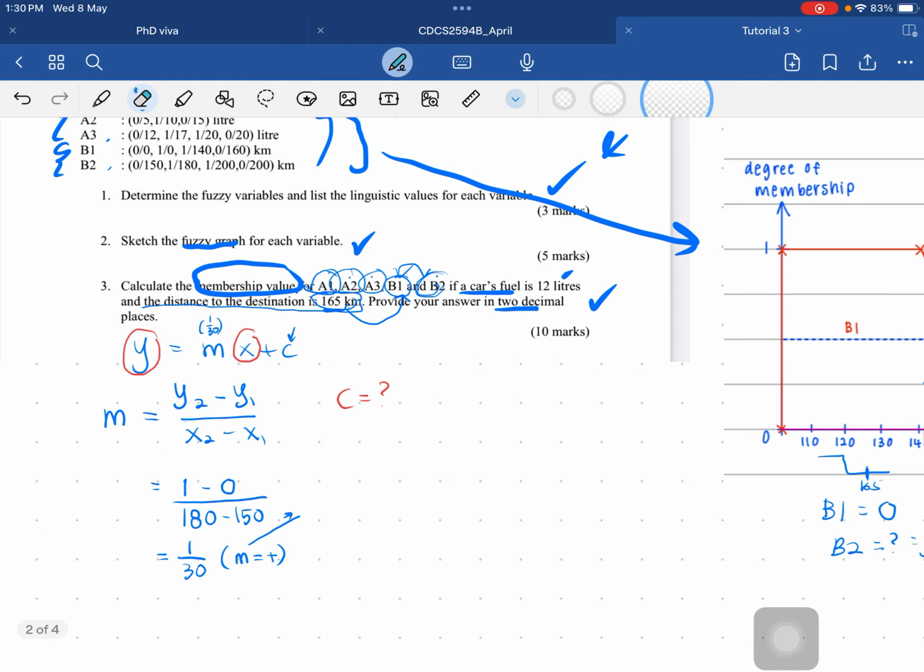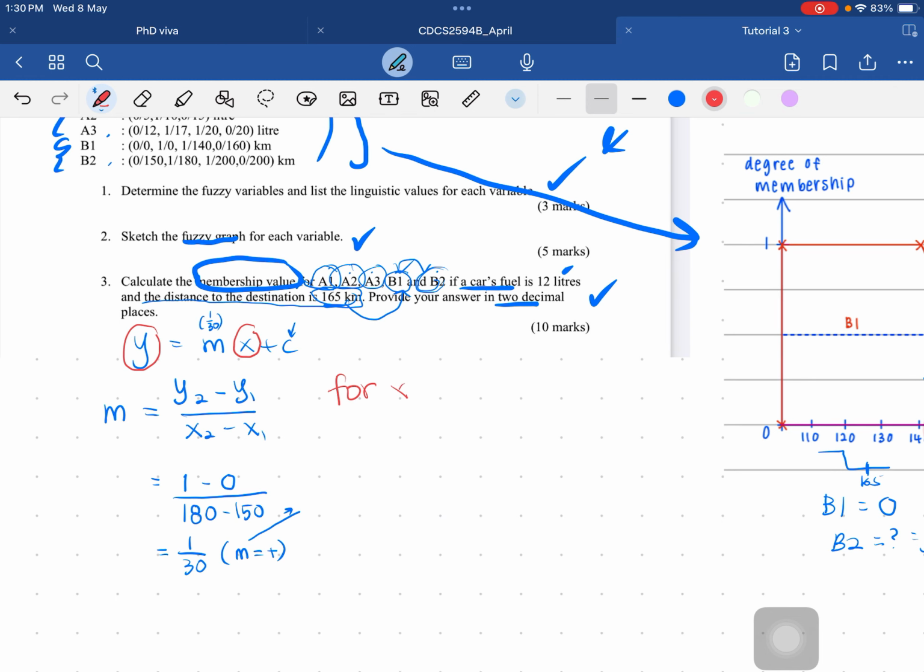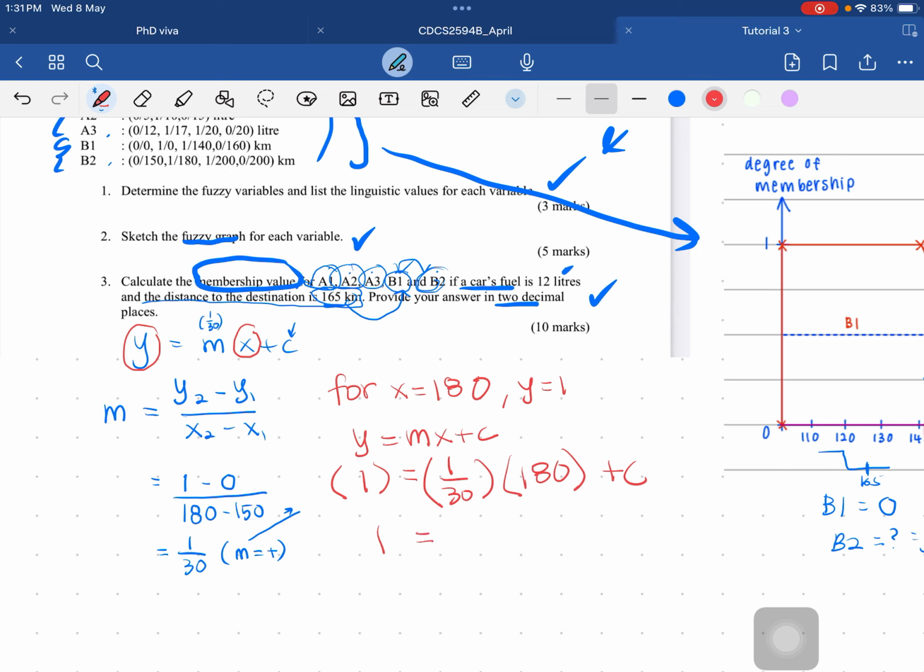Okay, so what you need to do is for x is equal to 180, y is equal to 1. So your y equal to mx plus c would be 1 equal to your m that you have just calculated, times x, plus c. Okay, so 1 equal to 6 plus c, and your c would be negative 5. So you have here c as negative 5. Okay.